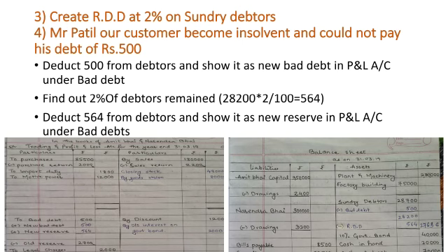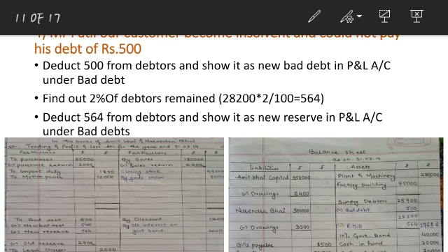And the third and the fourth adjustment are based on each other, that is on sundry debtors. Create 2% RDD on sundry debtors, and Mr. Patel, our customer, became insolvent and could not pay his debt of rupees 500. Means this 500 you can consider as new bad debt. 500 can be considered as new bad debt, and then we'll go for 2% of RDD.